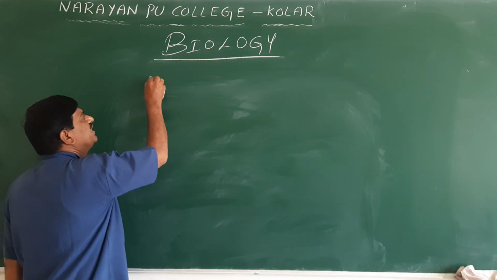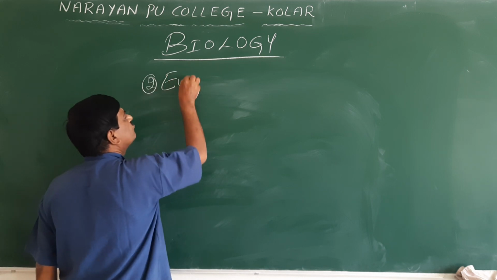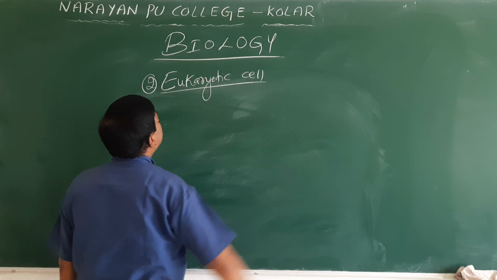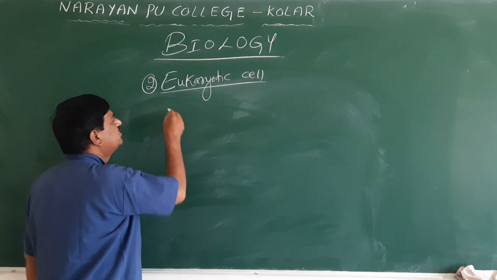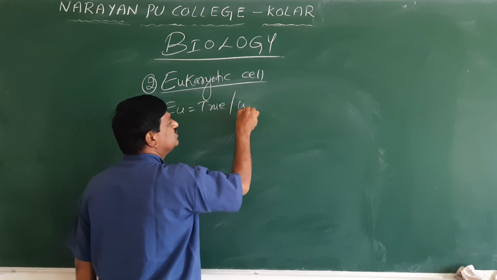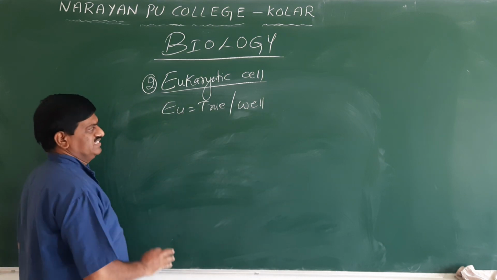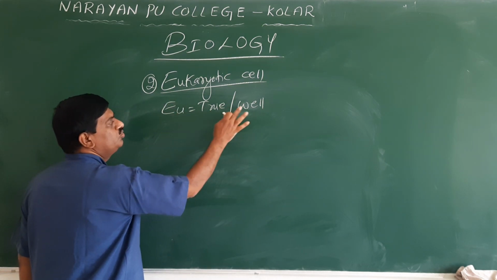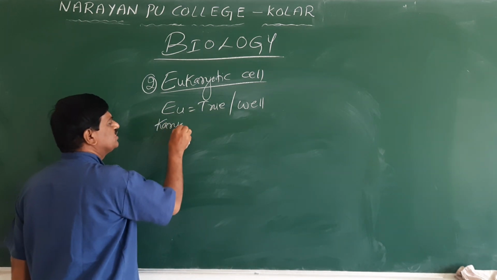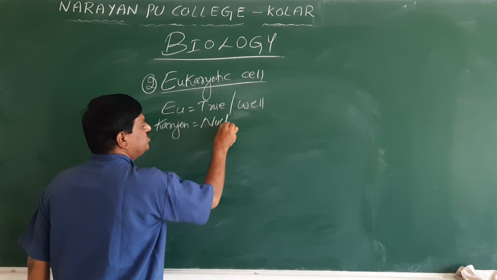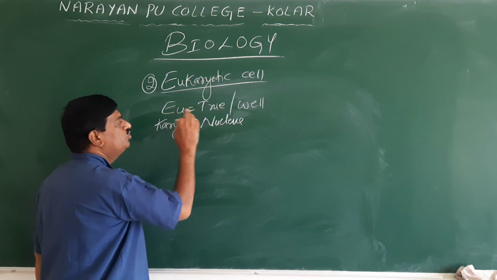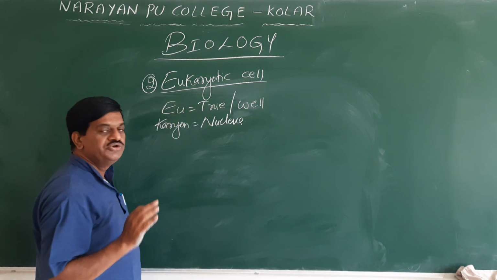We will go for the next one, called eukaryotic cell. Eukaryotic cell is again a Greek word. The word eu means true, or well developed, well organized. Karyon means nucleus. So it is nothing but a well developed nucleus. A well organized nucleus is called eukaryotic cells.